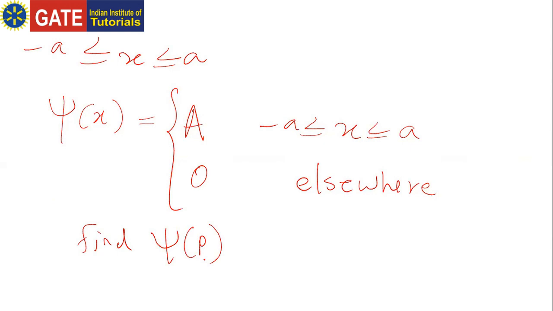Once again, consider a particle of mass m confined to a region minus a less than or equal to x less than or equal to a, having the wave function psi of x equal to A from minus a to plus a and 0 elsewhere. Find psi of p.